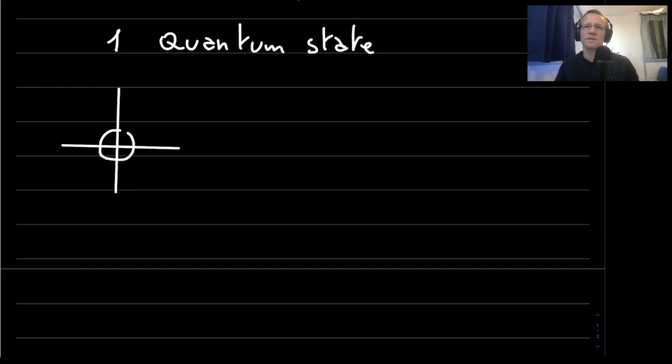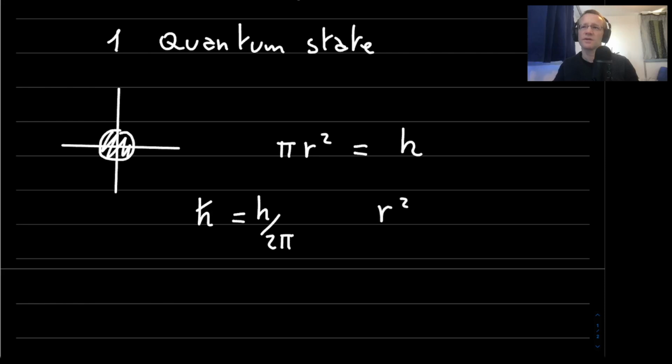So we draw a little disk. And we wonder what's the radius of the disk such that the area occupied in phase space, which is pi r square, equals Planck's constant. That will represent one quantum state. If we denote by h bar Planck's constant divided by 2 pi, then we find that the radius square is equal to h bar times 2. So this is the outer radius of this disk.